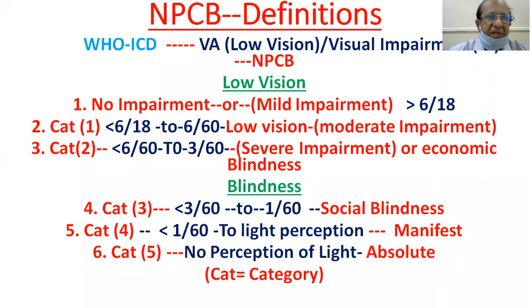Here is the World Health Organization International Classification of Diseases for low vision and visual impairment, as used by NPCB. The categories are: no impairment or mild impairment, category 1, category 2, category 3, category 4, category 5. Here, no or mild impairment means better than 6/18.